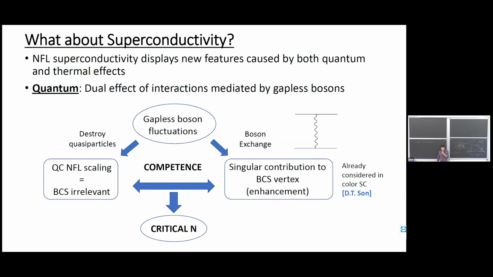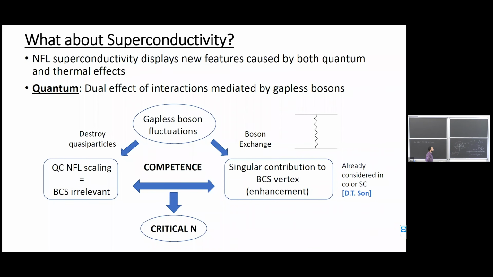So, okay, how much time do I have? 5 minutes? Okay, perfect. So let me go very quickly about the superconductivity. As you can imagine, superconductivity of a non-Fermi liquid will have many new interesting features, both due to quantum and thermal effects. I think one of the most remarkable ones is purely due to quantum effects, so we can see how it arises already at 0 temperature.